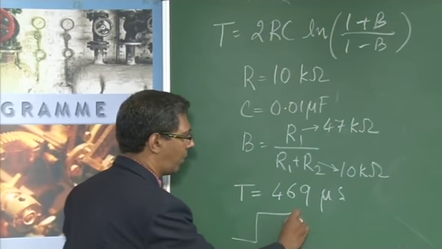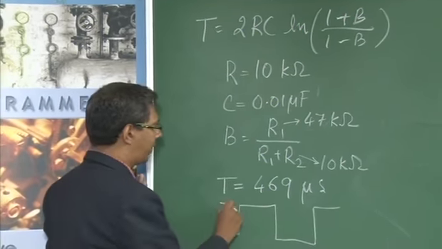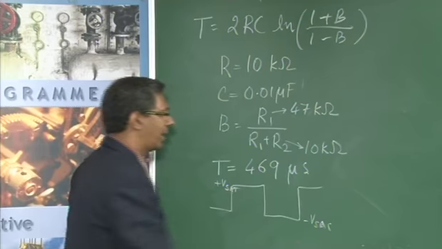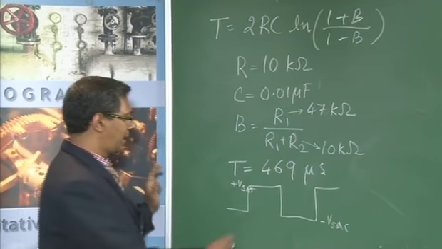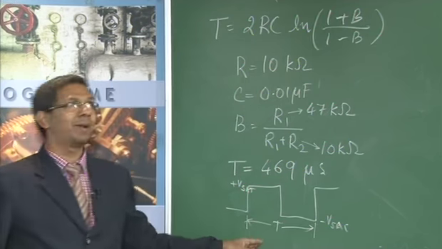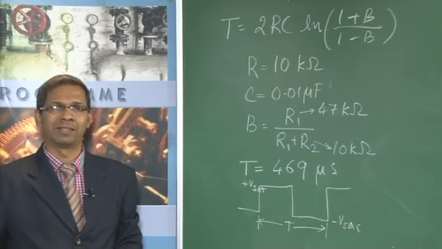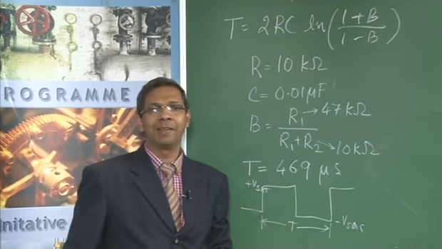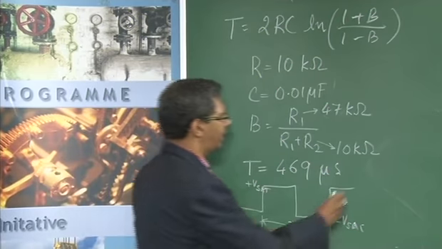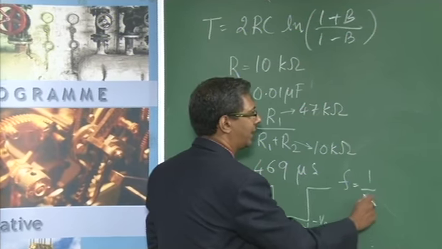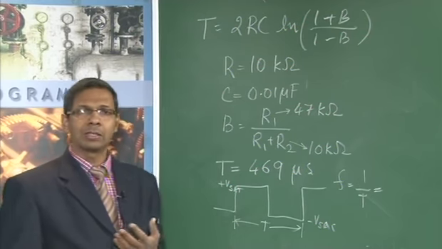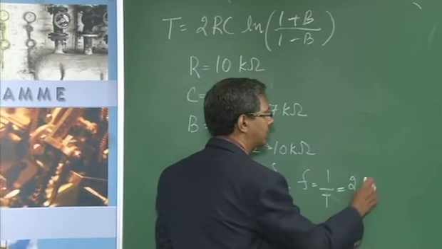What is the time period now? This is your output waveform going between plus Vsat to minus Vsat. It is always fluctuating between plus and minus, and this becomes your time period T, right? So now that the time period is known, can I calculate the frequency? Frequency is the reciprocal of the time period. So F is 1 upon T. If you do the simple math here, we get the answer as 2.13 kilohertz.